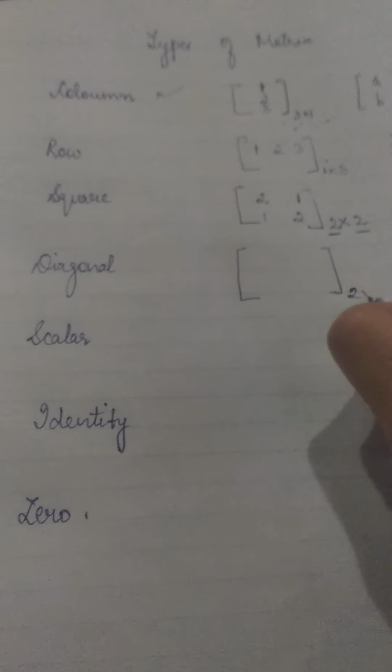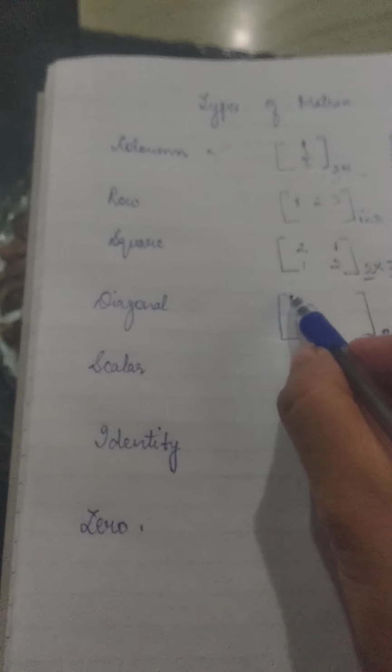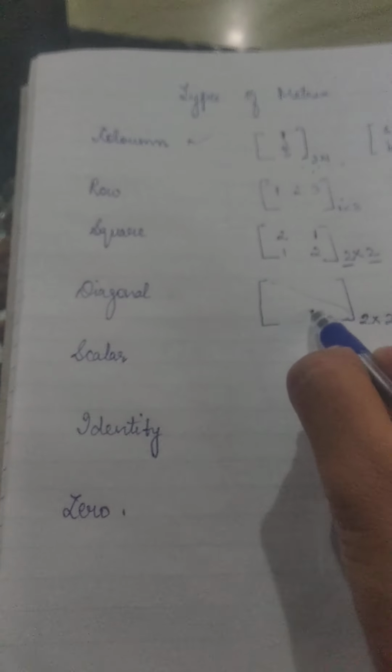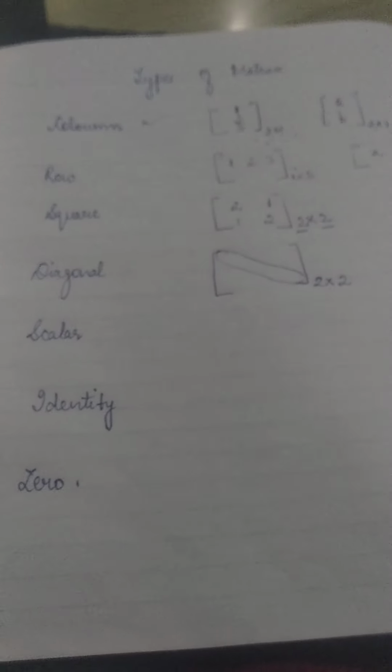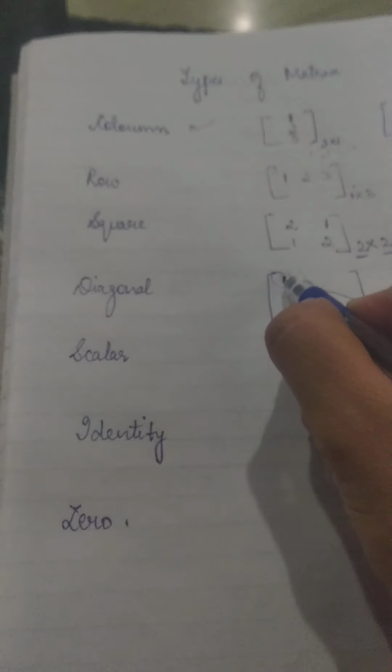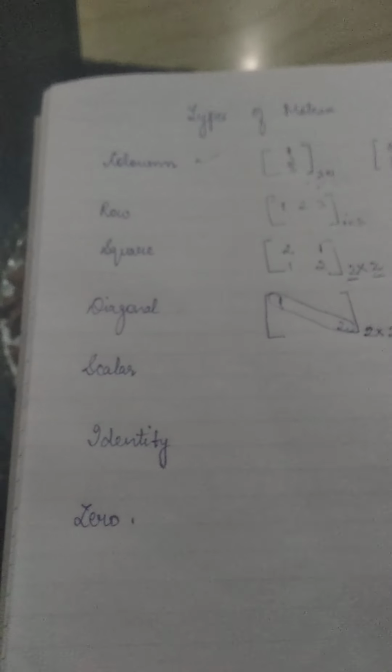So let me take this as a 2 by 2 matrix. The diagonal refers to the elements lying on this particular path. These elements can be anything, let me say 1 and 2, and the non-diagonal elements are these, this and this. So these have to be 0. So this is an example of a diagonal matrix.